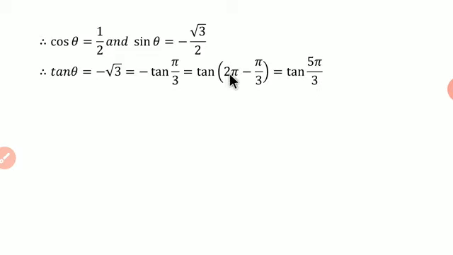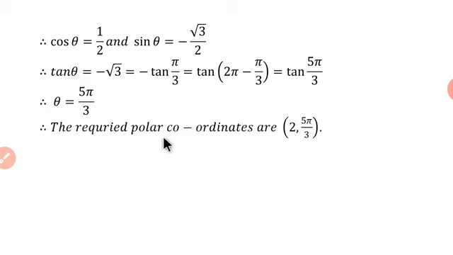Again we can write here pi minus pi by 3 also. Pi minus pi by 3 means it is 2 pi by 3. So here we get theta is 2 pi by 3 or 5 pi by 3. Okay, and so theta is equal to 5 pi by 3. Also we can take here 2 pi by 3 also. Okay, and so the required polar coordinates are 2, 5 pi by 3 or 2, 2 pi by 3.